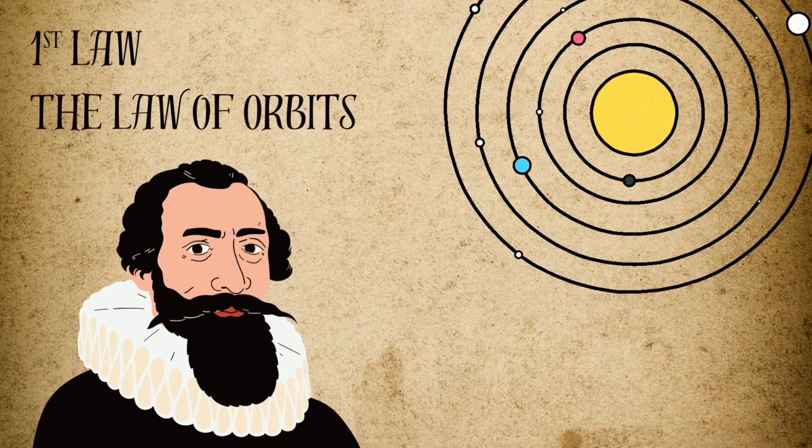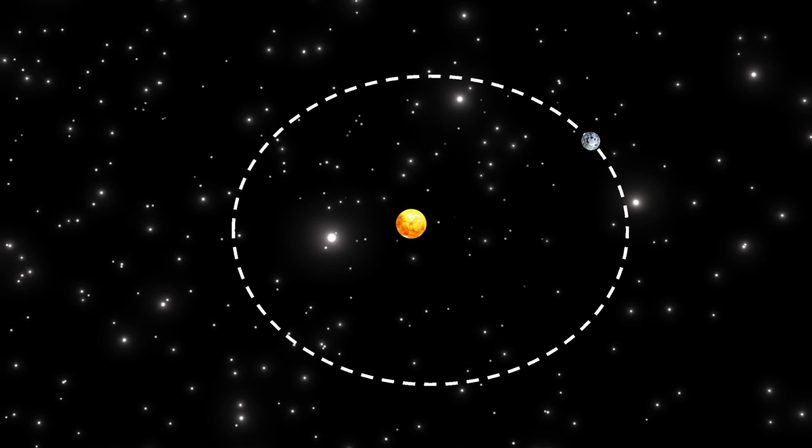So back to Kepler's first law. It says that all planets move around the Sun in elliptical orbits, not circular, and that the Sun is always at one of the foci of the ellipse. This means that the distance between the planet and the Sun changes slightly as it travels around its elliptical orbit.